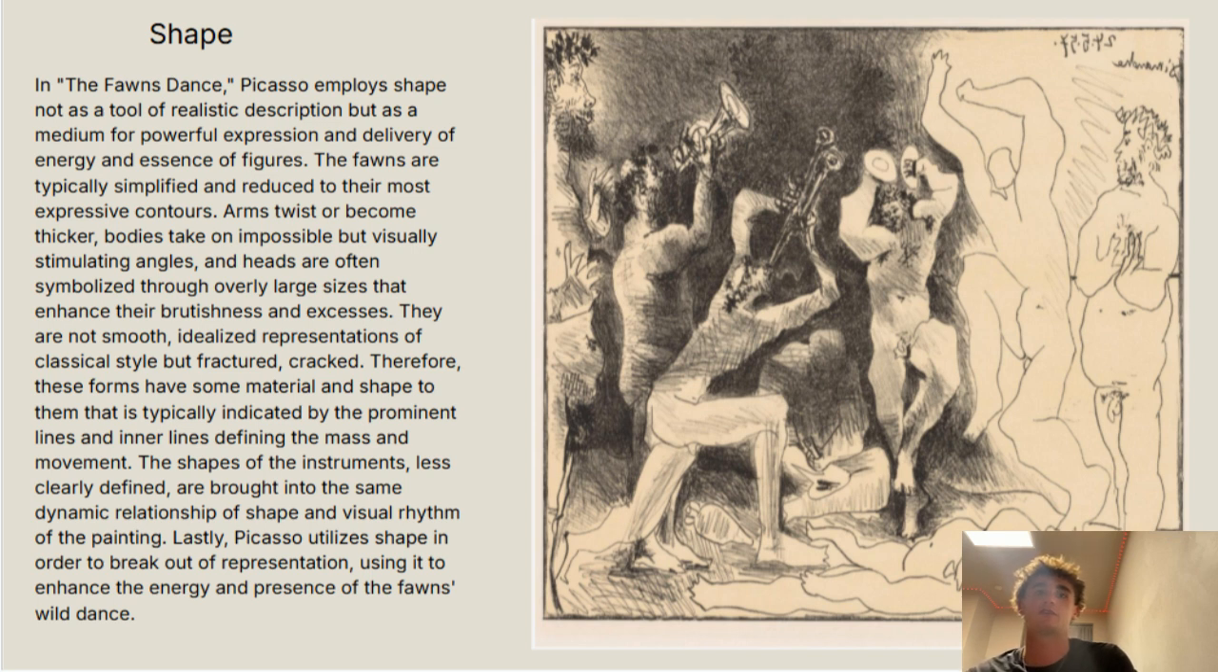The shape of the instruments, less clearly defined, are brought into the same dynamic relationship of shape and visual rhythm of the painting. Lastly, he utilizes shape in order to break out of representation, using it to enhance the energy. I relate to this piece because I think the portrayal of music is very telling of Picasso's understanding of the effects that music can have on a person.